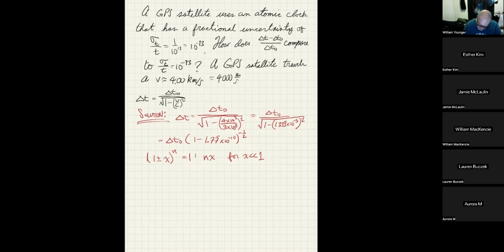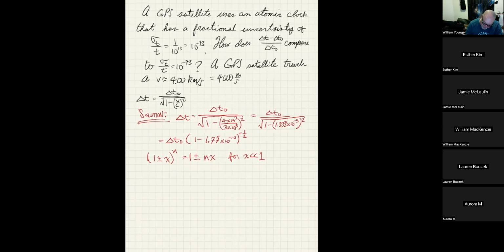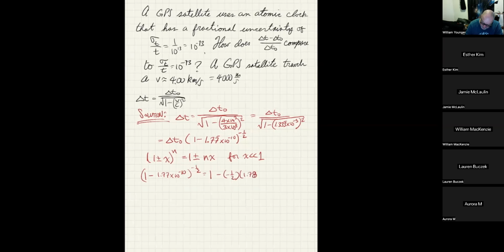Okay, this is n times x, and this is plus or minus. Notice also with this formula, the top sign is plus, so is the top sign on the right hand side. So that means whatever sign you have in front of the x is the same sign you use before the nx. So in this case, I want to say 1 minus 1.77 times 10 to the negative 10th raised to the negative 1/2 power is in fact equal to 1 minus negative 1/2, because that's the power, times 1.77, which I should call an 8 to properly round it because it's all sevens, times 10 to the negative 10th.